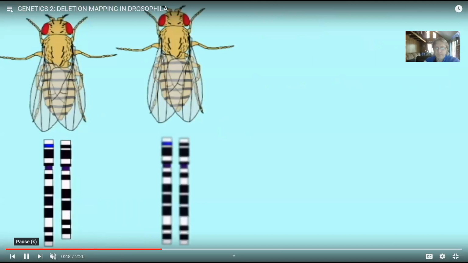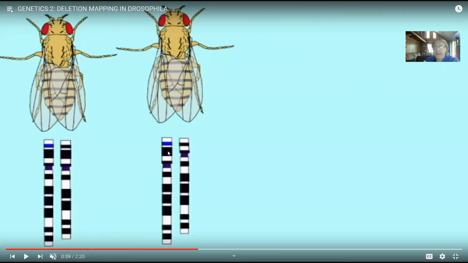And so we get another fly stock, and there is a deletion at another place. This time we're missing this section here. At this point, we don't know whether the blue gene is located there or not. We look at the fly's eyes. Are they brown? They are not.